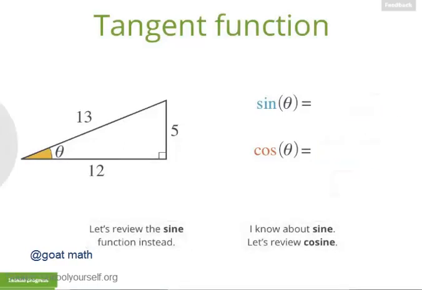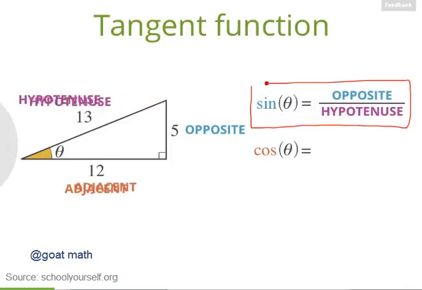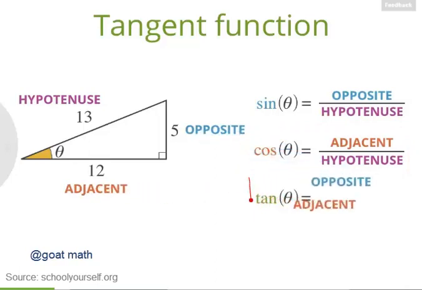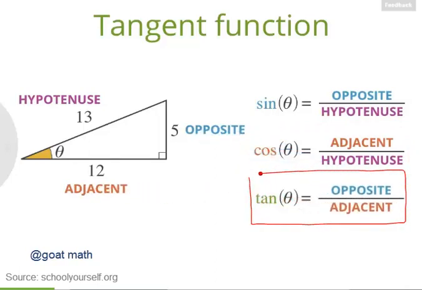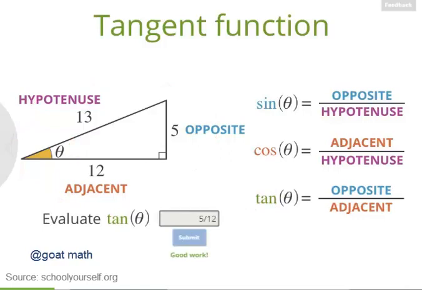Good. You remembered that the three sides of a right triangle are called the hypotenuse, opposite, and adjacent. The sine of an angle equals the opposite over the hypotenuse, while the cosine equals the adjacent over the hypotenuse. Now the tangent function, written as tan, equals the opposite over the adjacent, and that's it. So for this triangle here, what's the tangent of this angle theta?